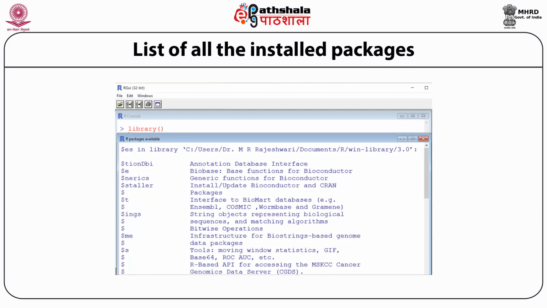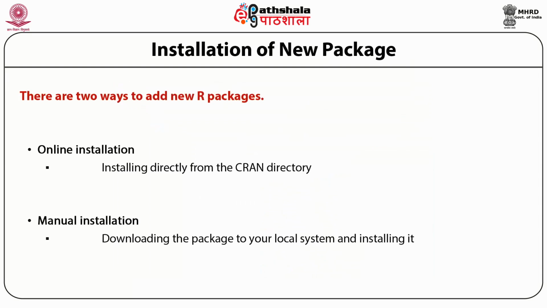To find out all the installed packages, we need to just type one command, that is library(). After typing it, one new window will be opened along with all the library locations as well as their names and their descriptions. R gives the facility to install new packages in two ways, either online or from manual installation.